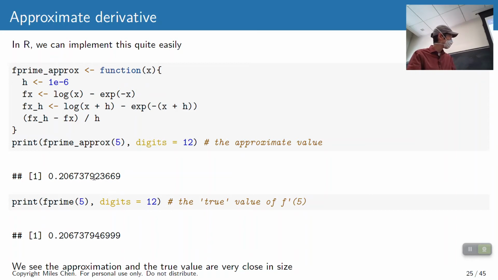0.2067379, or I guess 7 decimal places. Okay, 7 places after the decimal, they have the same, and at the 8th position, they're a little bit different. This one's a 2. This one's, the true value is 46. Okay, so it's a pretty good approximation, I think.